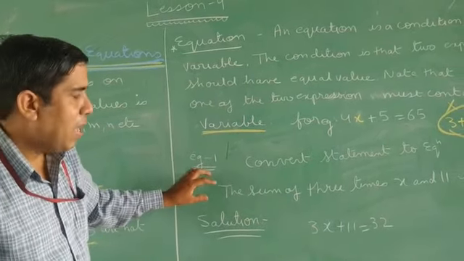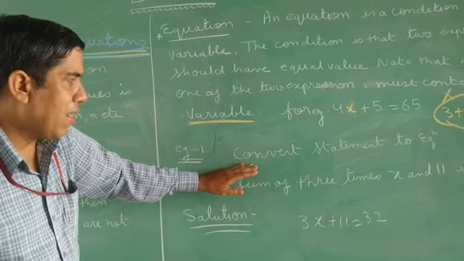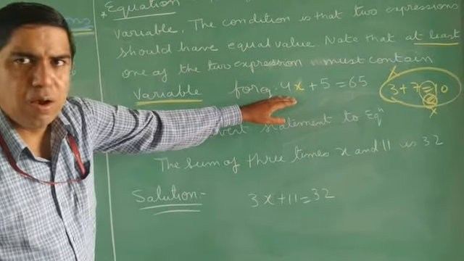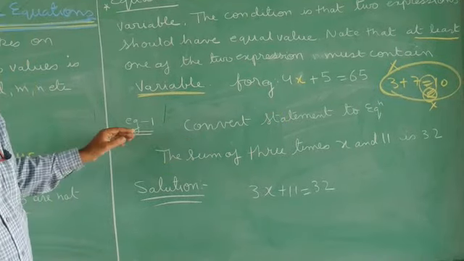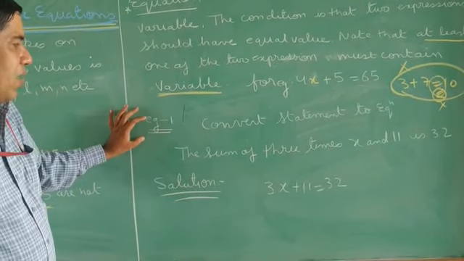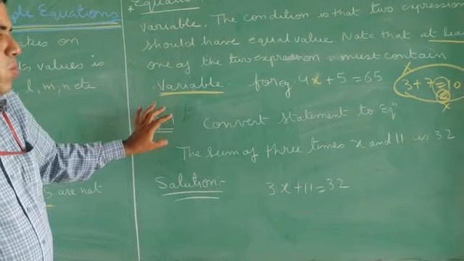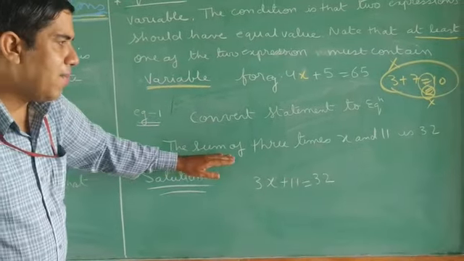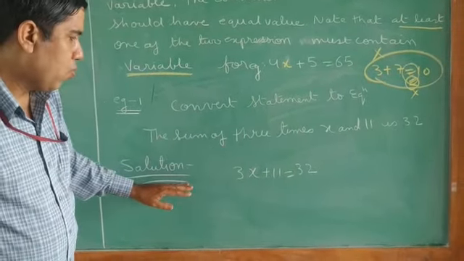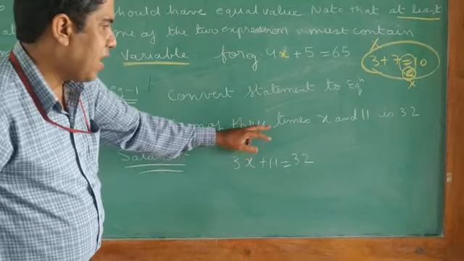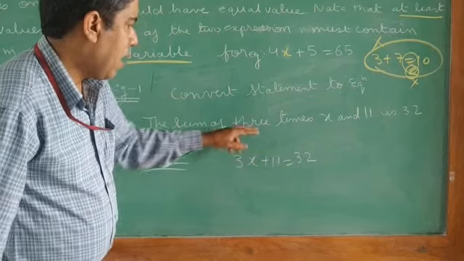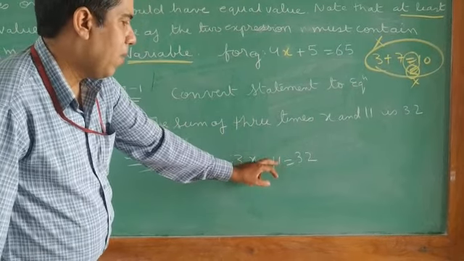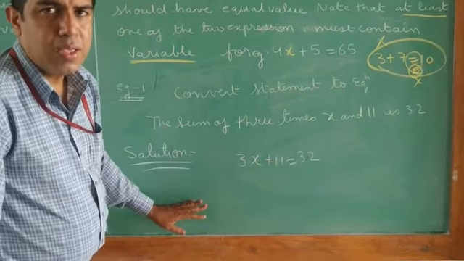Now the example I have given here, 4x plus 5 is equal to 65, is an example of an equation. Now convert, this type of questions are there, so I am discussing one example with you. Convert statement to equation. The sum of 3 times x and 11 is 32. So you can see 3 times x means 3x, and sum means plus 11, is 32. Okay here.